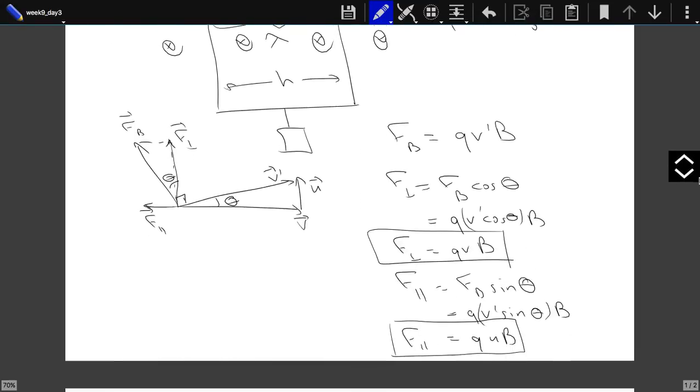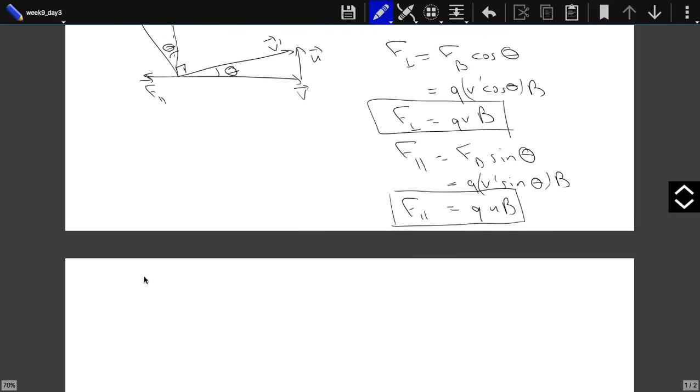So with that in mind, the total perpendicular force will be just lambda times h. This is the total amount of charges that are moving. Each one will feel a force given by that expression qvB, which is lambda times v times q times B times h.